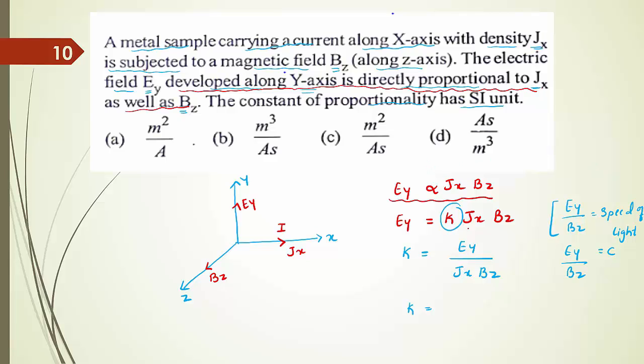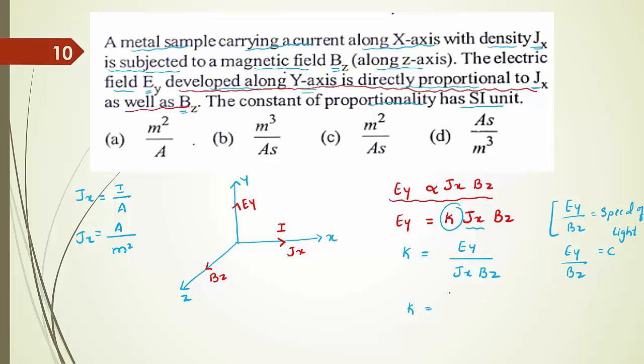Then come to the term Jx. What is Jx? Jx indicates current density, which is given by the equation I over A. Current over area gives density. So current means ampere, divided by area means meter square. So in place of Jx we can write ampere per meter square.